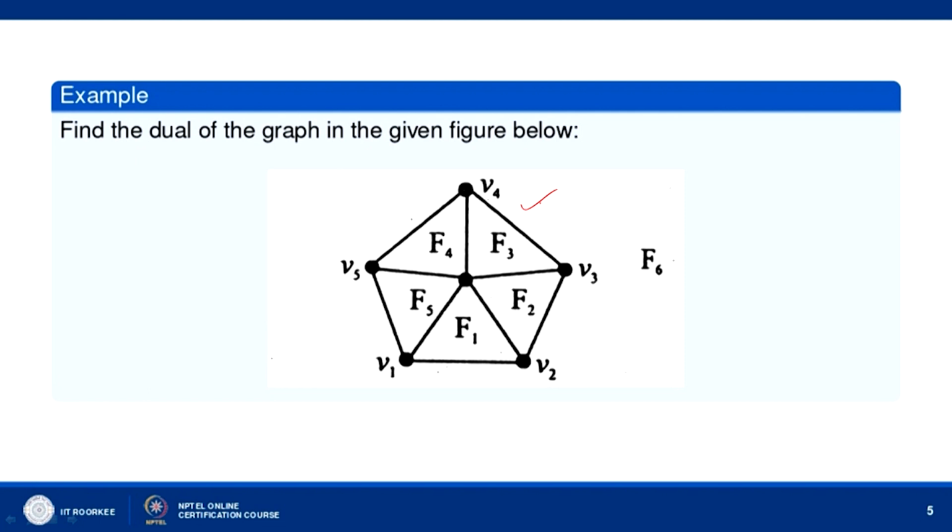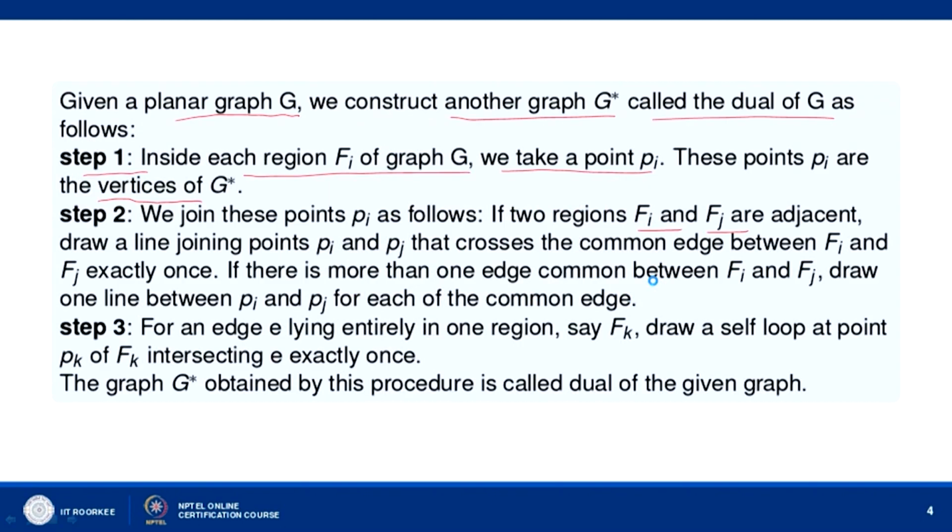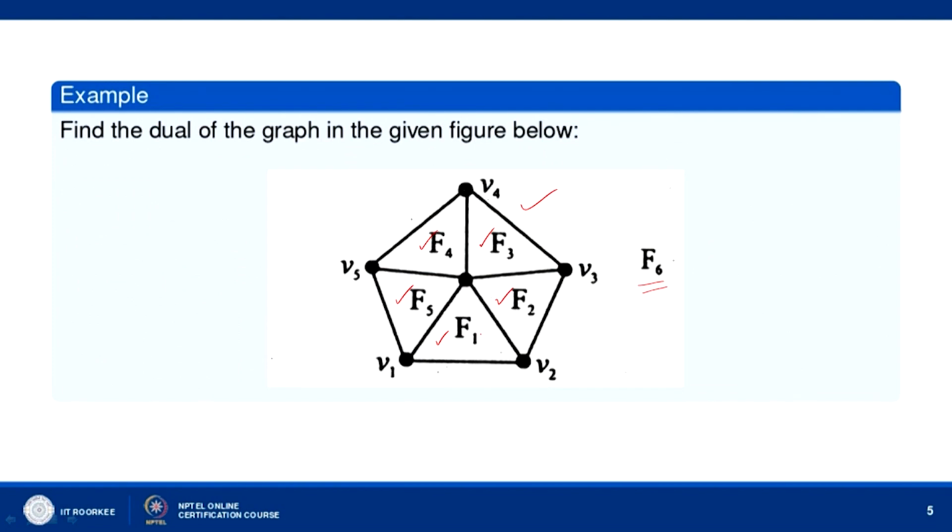In this graph we see that there are 6 regions: F1, F2, F3, F4, F5 and the region outside this, that is shown as F6. Now, what do we do to obtain the dual of this graph? Let us take a vertex in each of these regions. Inside each region Fi of graph G, take a point Pi. So, we can take a point P1 here, a point P2 here, a point P3 here, a point P4 here, a point P5 here, and a point P6 here in the region F6.